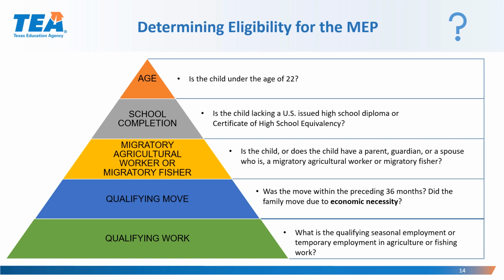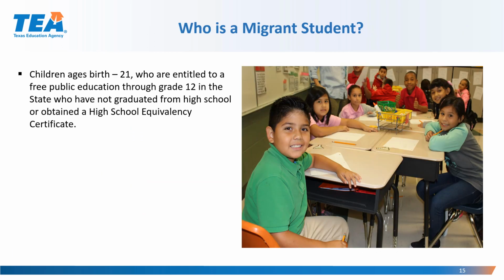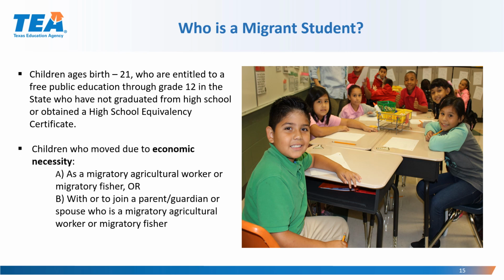What is the qualifying seasonal employment or temporary employment in agriculture or fishing? Again, the MEP purpose is to serve the children of agricultural migrant workers. Who is a migrant student? In summary, migrant students are children ages birth through 21 who are entitled to a free public education through grade 12 in the state, and who have not graduated from high school or obtained a high school equivalency certificate. They're children who made a move due to economic necessity as a migratory agricultural worker or fisher, or with or to join a parent, guardian, or spouse who is a migratory agricultural worker or fisher.